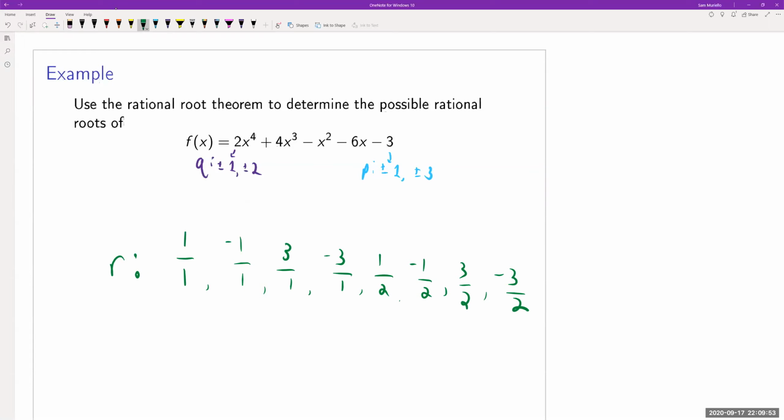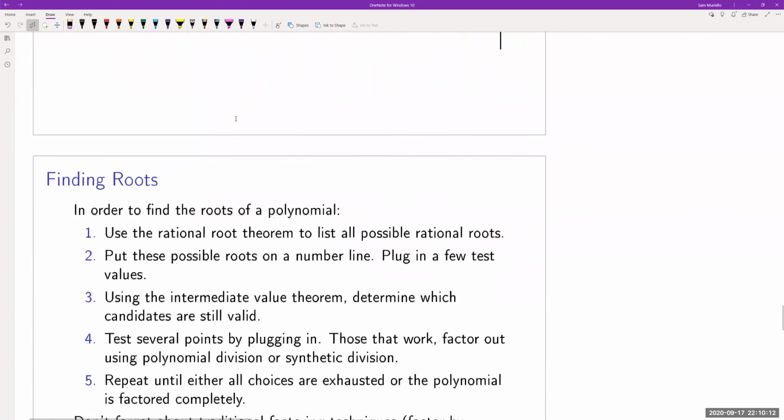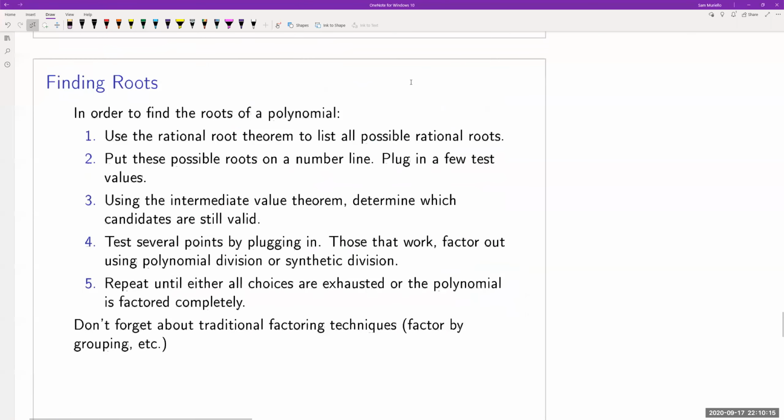And number two, we don't actually have to try long division by each of these. We can simply plug them in if we would prefer and see if it comes out to 0, because it will only be a root if it comes out to 0. So we can just plug in these choices. Let's see if we can narrow it down further, though. The way we're going to narrow it down further involves the intermediate value theorem.